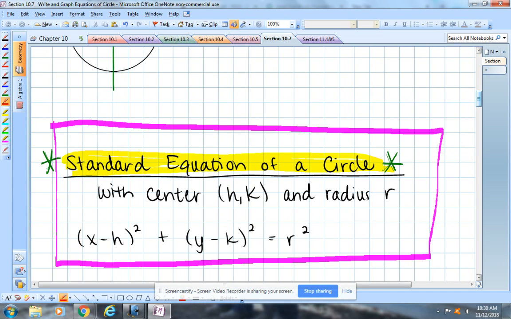You will see this again in Algebra 2 honors, and you will see this again in college algebra.